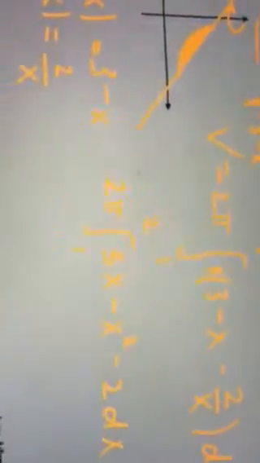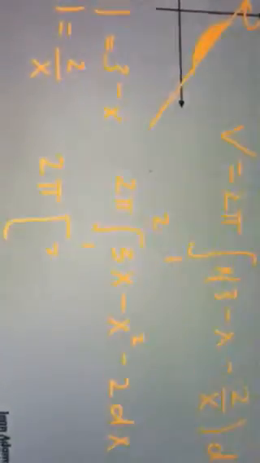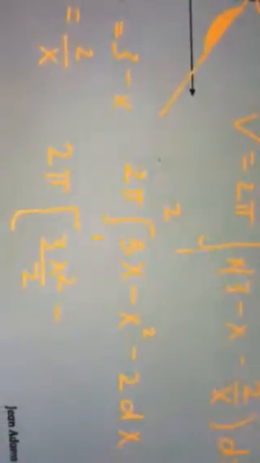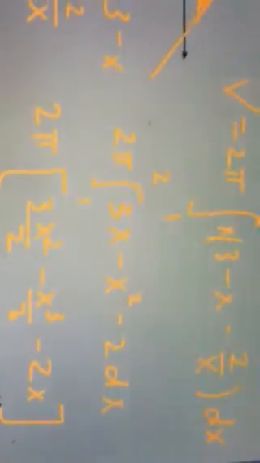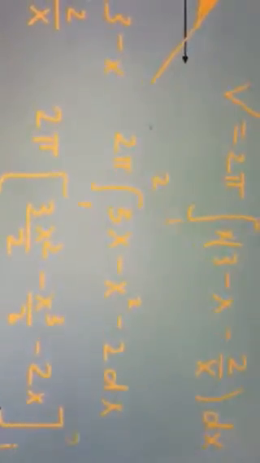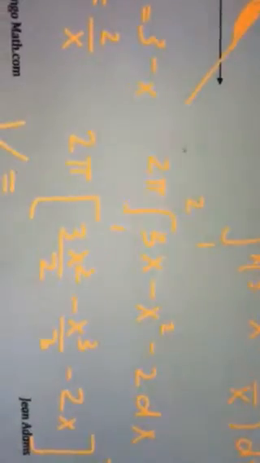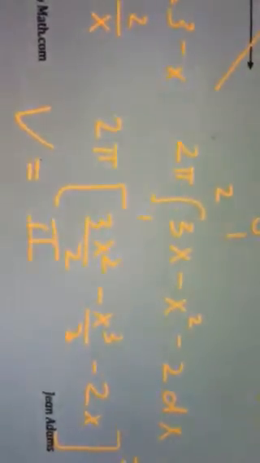I forgot the x on the inside. We need to distribute that in. So 2 pi from 1 to 2 of 3x minus x squared minus 2 dx. If we now integrate, we get 2 pi times 3x squared over 2 minus x cubed over 3 minus 2x. From 1 to 2, we would get a volume of pi over 3 units cubed.